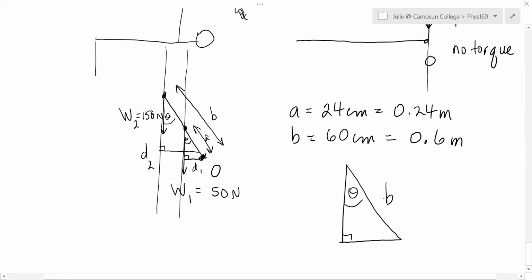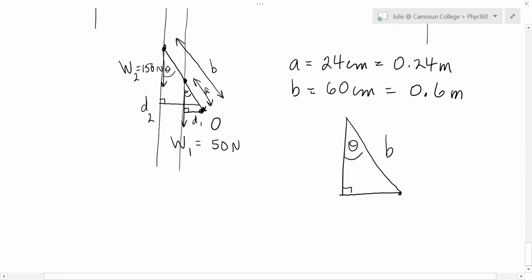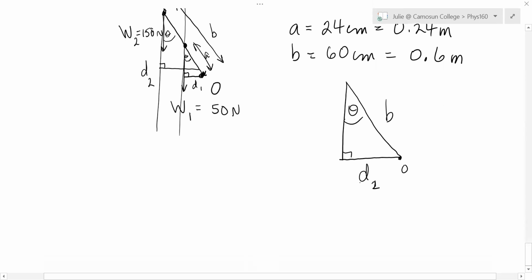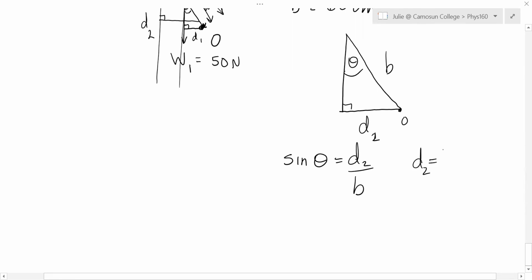So B is always the hypotenuse. That's the distance along your arm. That's the length of your arm. O's down here, and this is D1. Oh, sorry, that's D2, if we're doing B. Okay, so now here's our triangle. Which is it, sine or cosine? Well, you can see D2 is opposite the angle. This is sine. So sine theta is opposite over hypotenuse. And so in this case, D2 is B sine theta. And it's the same triangle for D1. D1 is also A sine theta.